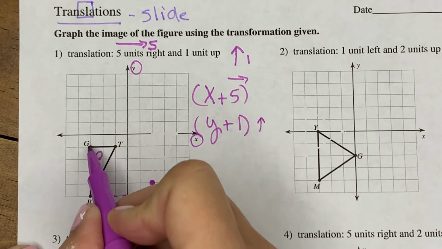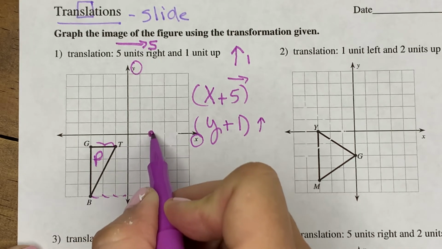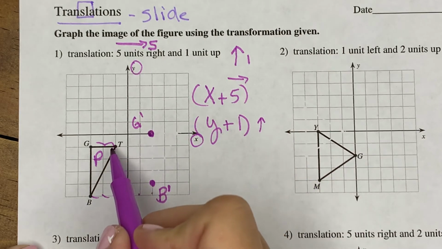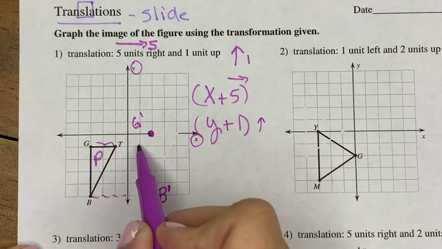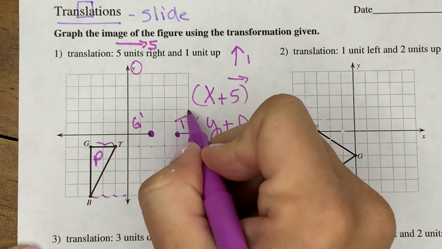So I'm going to go to the right 5, 1, 2, 3, 4, 5, and then up 1. So this is my G prime. And then for T, I've got to go to the right 5, 1, 2, 3, 4, 5, and up 1. So now it's T prime.